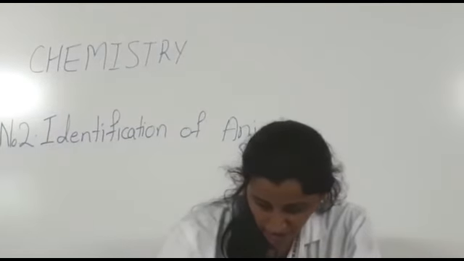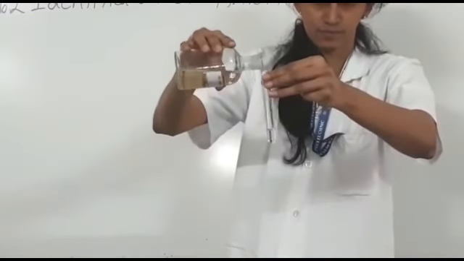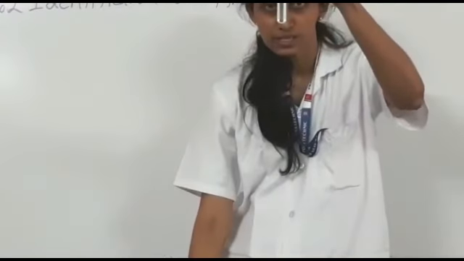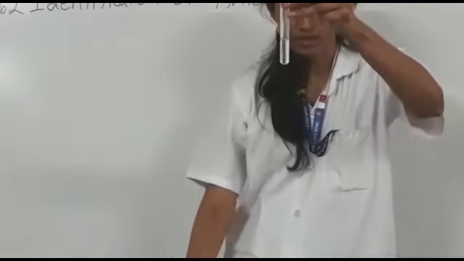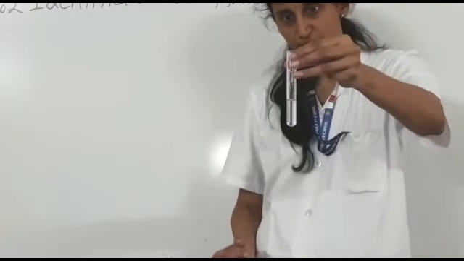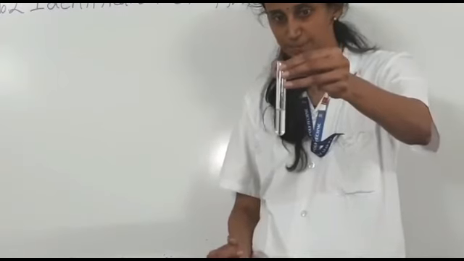Then the first identification test is the addition of dilute HNO3. When we add nitric acid, we will observe whether there are bubbles or not. What is the meaning of the bubbles? Whether effervescence is there or not. As there is no effervescence, we will say that carbonate is absent.